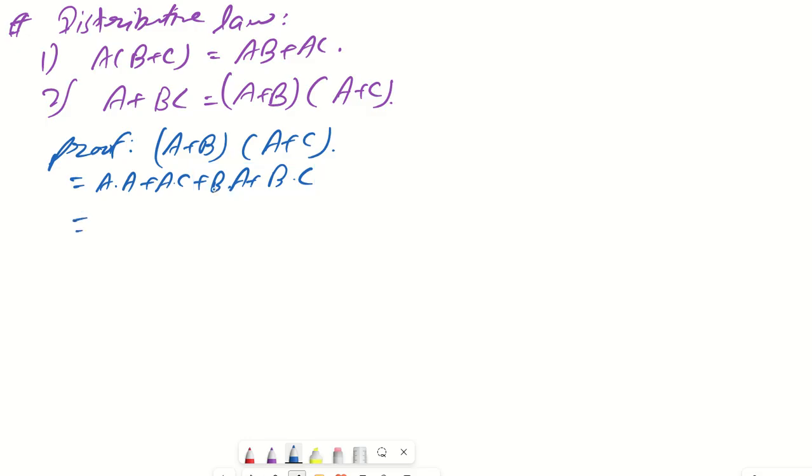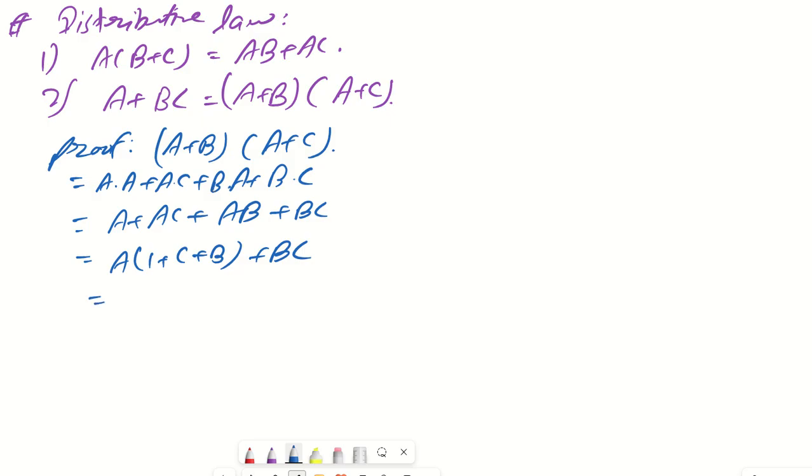Now we know already a into a is going to be a, plus ac plus ab plus bc. Now I can take a common in the first three terms. So I can say it as a into (1 plus c plus b) plus bc, right? And then 1 plus anything is 1, so it is going to be just a times 1, that is a. So it is going to be a plus bc. So you can see that it is equal to my left hand side. Okay, so this is very simple to prove.